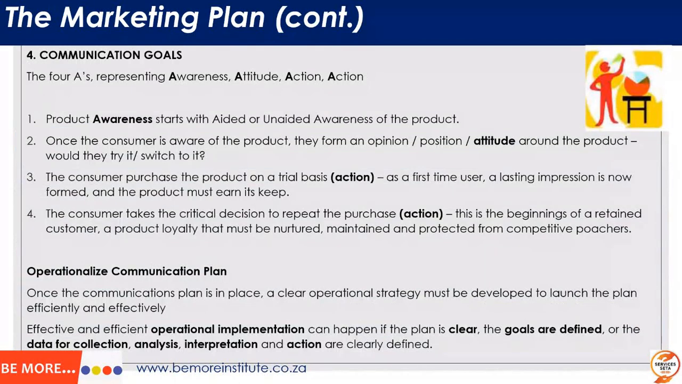And then the next step is communication goals. There are 4 A's representing the communication goals: awareness, attitude, action, and more action. So product awareness starts with the unaided or aided awareness of the product. You want to make sure that people are aware of your product. Once the consumer is aware of the product, they form an opinion, a position and attitude around the product. Would they try it? Will they switch to it?